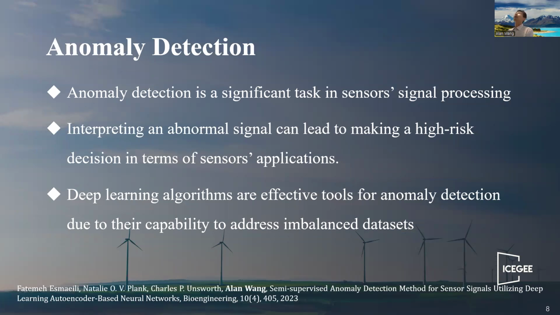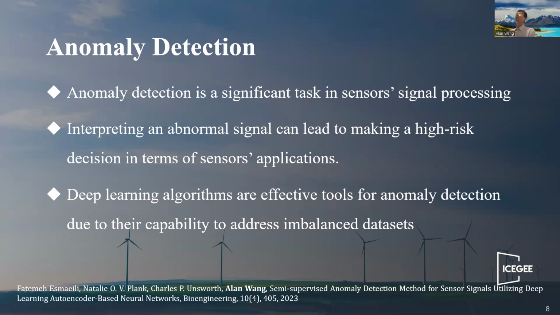Regarding the anomaly detection, the basic definition for anomaly detection in sensor signal processing is commonly utilized. We need to make sure that the data we acquired reasonably represent the objective we want to achieve. Interpreting an abnormal signal, if we don't remove it, can lead to making a high-risk decision. So in terms of the sensor application, we need to remove this kind of abnormal signal before applying machine learning or deep learning algorithms to perform the intelligent analysis.